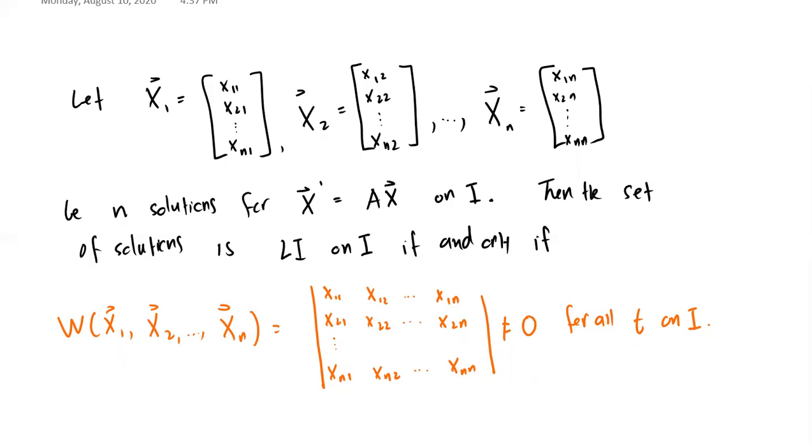And it's the same condition. On whatever interval this is not equal to 0 for all t, your solutions are linearly independent there. So again, you don't have to take any derivatives, just plug in each vector as a column in this matrix. As simple as that.